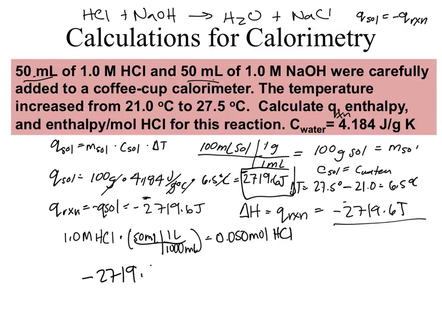And now we can find our enthalpy per mole of HCl by taking our enthalpy value and dividing it by our moles of HCl. And that's going to give us the following value.